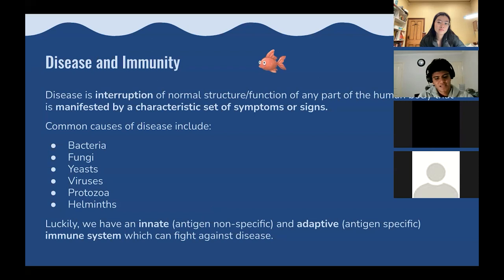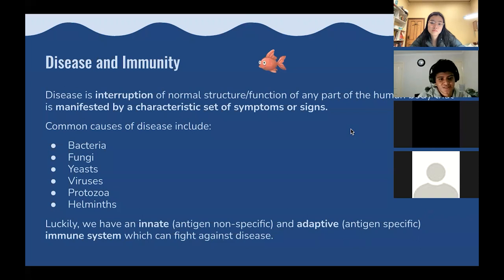So disease basically means it's an interruption of the normal structure and function of the human body. And it's usually manifested by a set of symptoms or signs, right? So common causes are the pathogens we were just learning about. That's the whole point of microbiology. You're going to learn about all of these in the coming weeks and how they cause their pathogenesis, which is basically how they cause infection. So what we just did before was just an introduction into what is a bacterium, what is a virus, but going forward, you're going to learn more about how they actually cause infection.